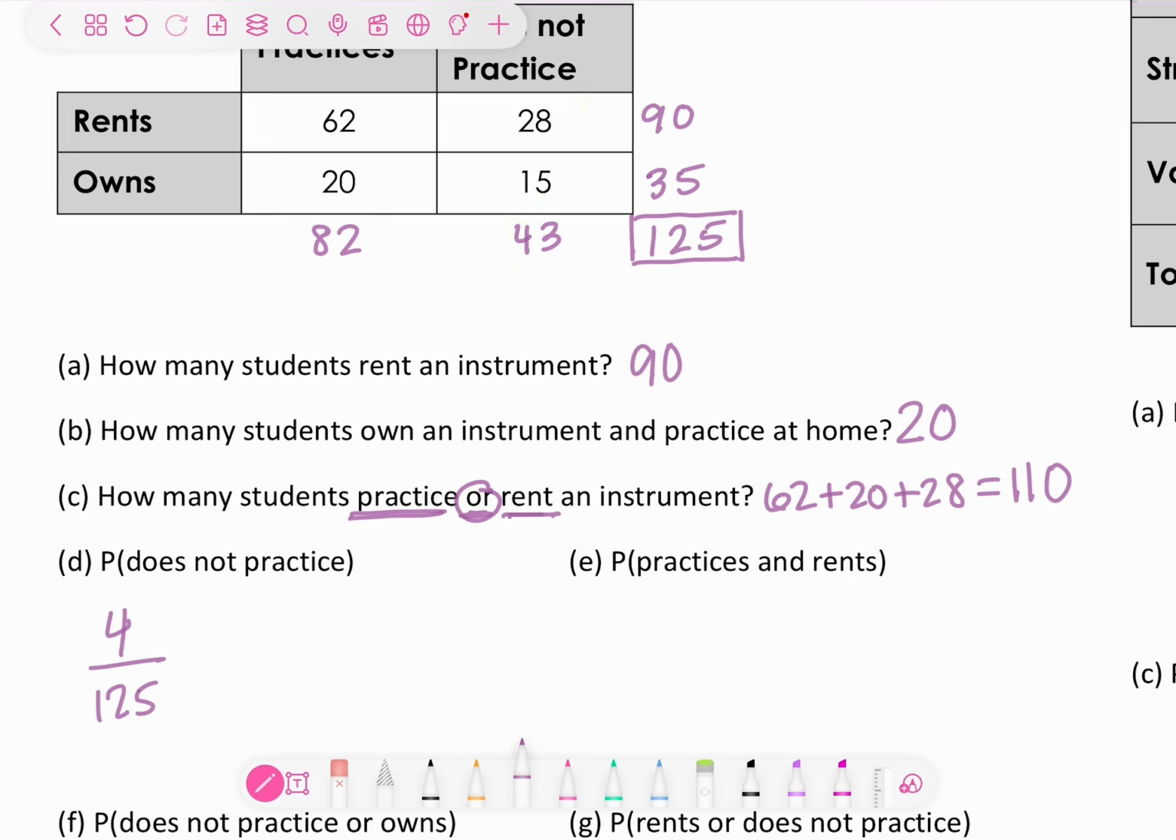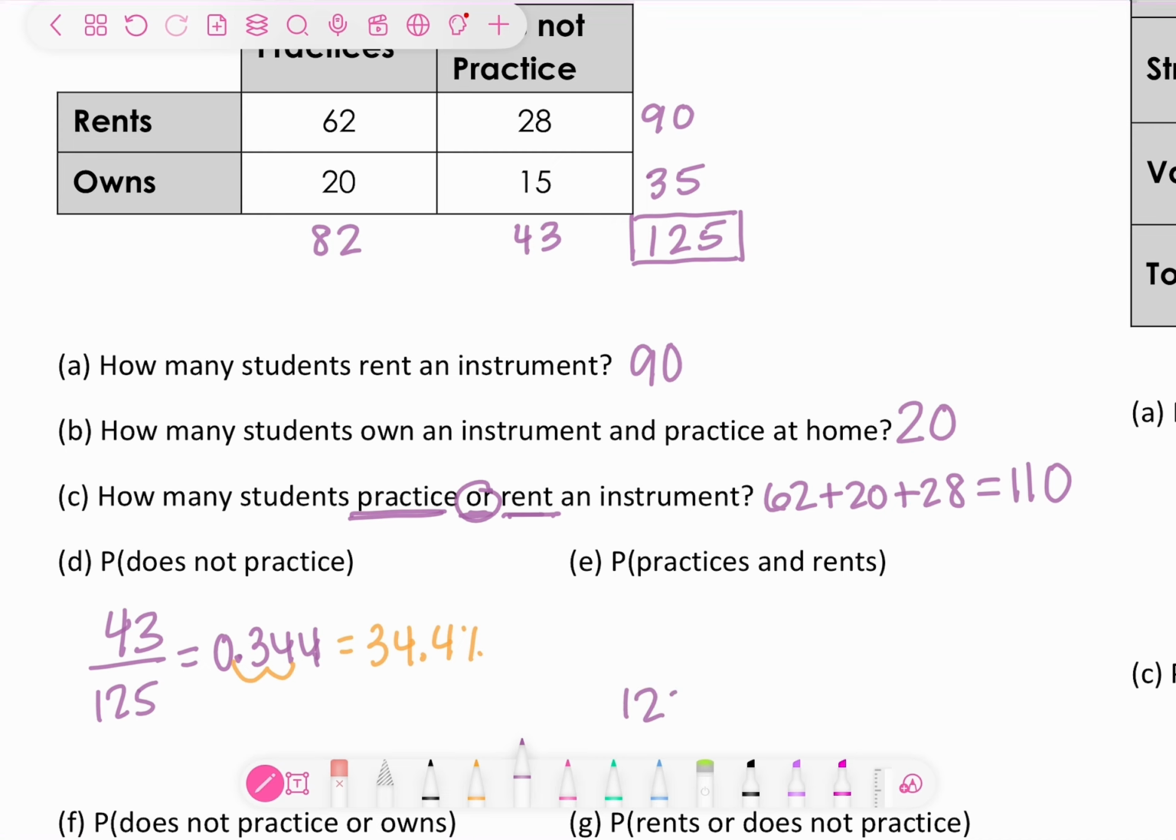Okay, so that's 43. This doesn't simplify. You can double check if you want to, but that doesn't simplify. So I'm just going to divide it, and I get 0.344. And I'm going to move my decimal 2 places to the right. And I'm going to get 34.4%. That's the probability that somebody does not practice. All right, keep going. So probability that they practice and rent.